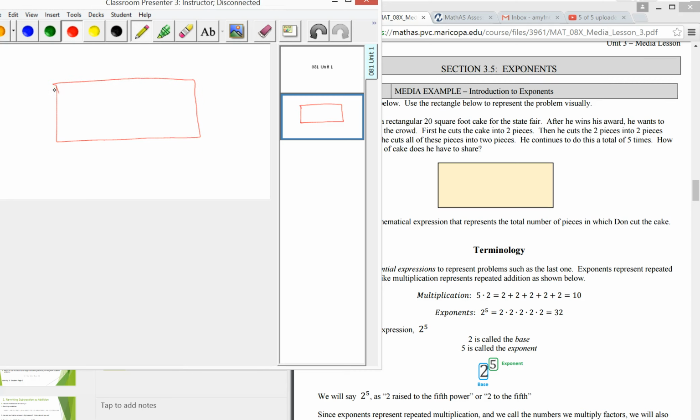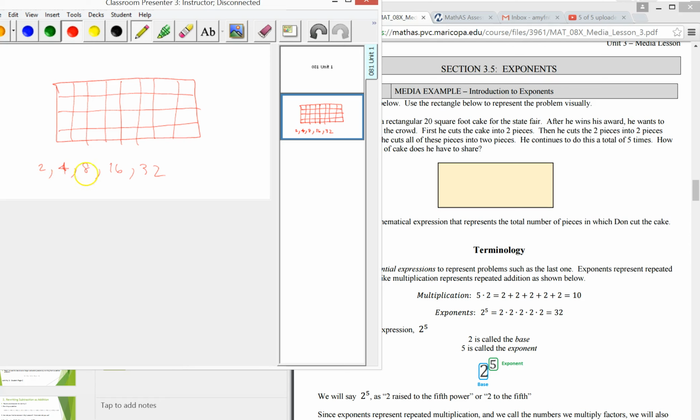Okay. And developing the idea of exponents. So he's going to cut this cake into 2 pieces. Okay. You might want to have them keep track of how many pieces. Cut all of those in 2 pieces. Now we have 4. Cut all of the 4 pieces in 2 pieces. We have 8. Cut the 8 pieces into 2 pieces. Now we have 16. And then cut the 16 into 2 pieces, and now we have 32.